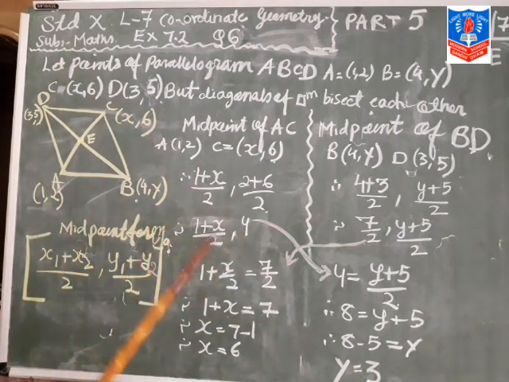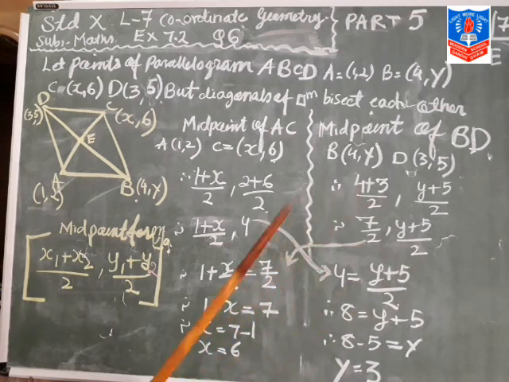And that is not possible to cover it. Clear? So now here (1 + x)/2 = 7/2. Clear? And here 4 = (y + 5)/2. Now 2 cancels. So 1 + 7 = x. So x = 7 + 1. We are changing from left to right. So we can write x = 6.